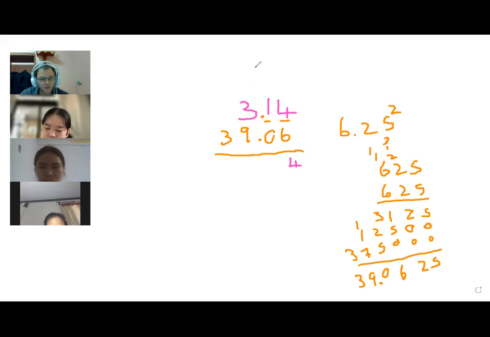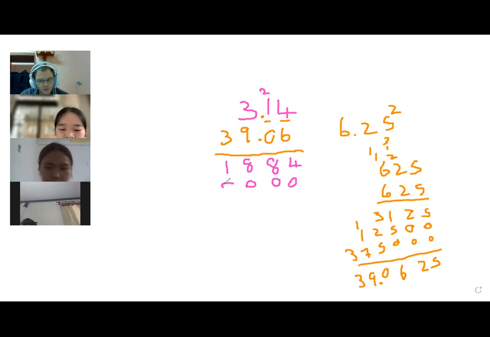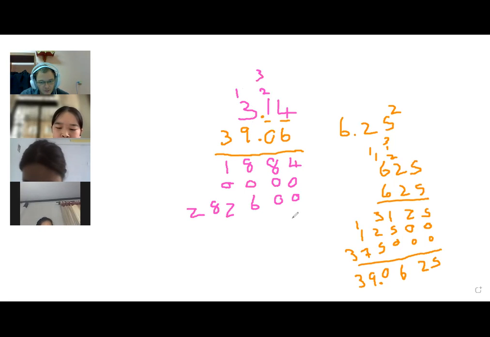6 times 4 equals 24. 6 times 1 equals 6 plus 2 equals 8. 6 times 3 equals 18. Put a 0. Put 2 zeros. 9 times 4 equals 36. 9 times 1 equals 9, plus 3 equals 12. 9 times 3 equals 27, plus 1 equals 28. I put 3 zeros. It's going to be a 12.